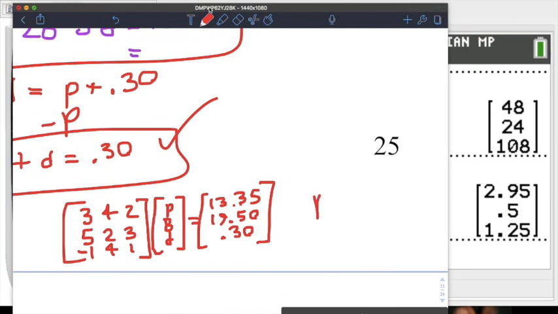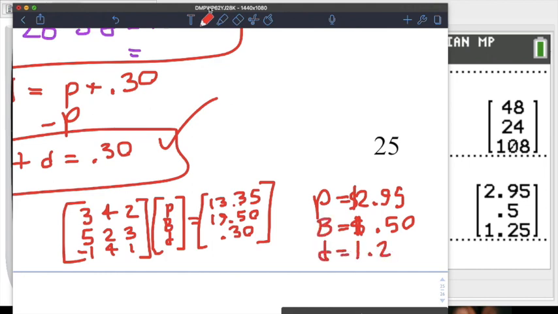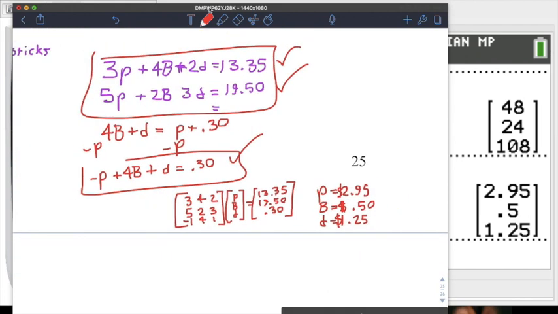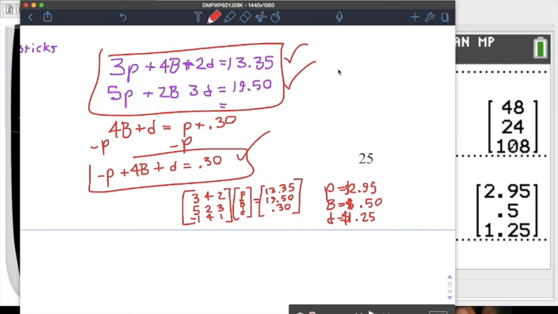Okay, so a slice of pizza was $2.95. I'm going to put my dollar symbol out front. Breadsticks were 50 cents each, and your 1 drink was $1.25. And those are your costs. Decimals make sense for this situation, so that's always good when that happens.